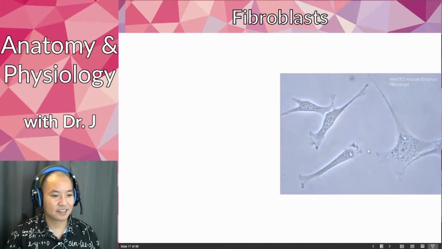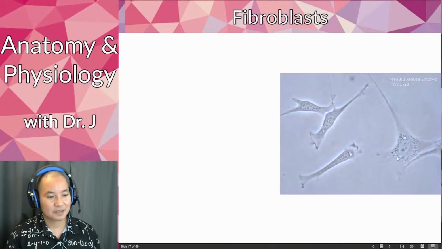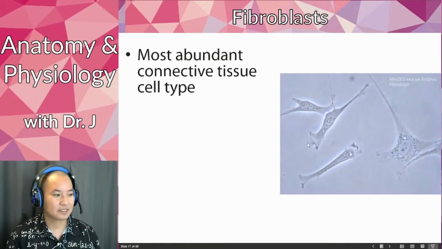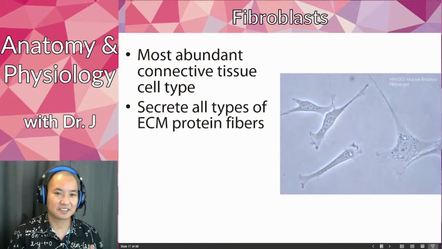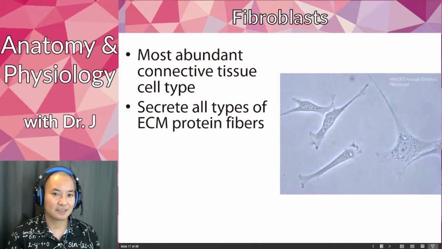So fibroblasts, if you looked at them under a microscope, you would see that they look like this. And they're actually the most common type of cell in your connective tissues. If you took any connective tissue and separated all the cells and categorized them, the vast majority, or at least the plurality, would be fibroblasts. What they do is secrete all types of fibers. So it's not coincidental they're called fibroblasts, because they secrete things like collagen, reticular fibers, and elastic fibers.